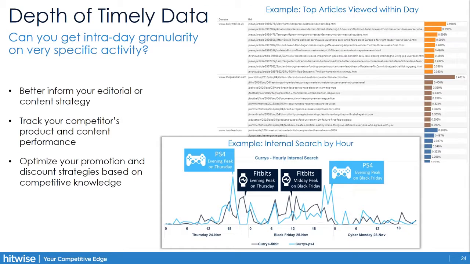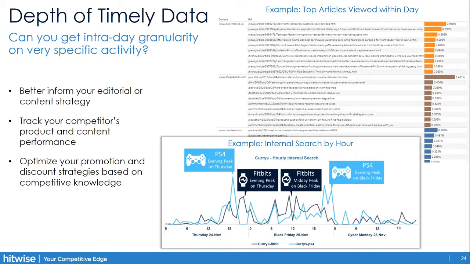So within that ability to get very frequent data, you need to know at what depth you can get these insights. Can you get intraday granularity on very, very specific activity? Being able to track individual articles, let's say, or product pages that different audience segments are viewing throughout the day can be helpful to inform your content strategy or your editorial strategy, if there are media brands out there listening.